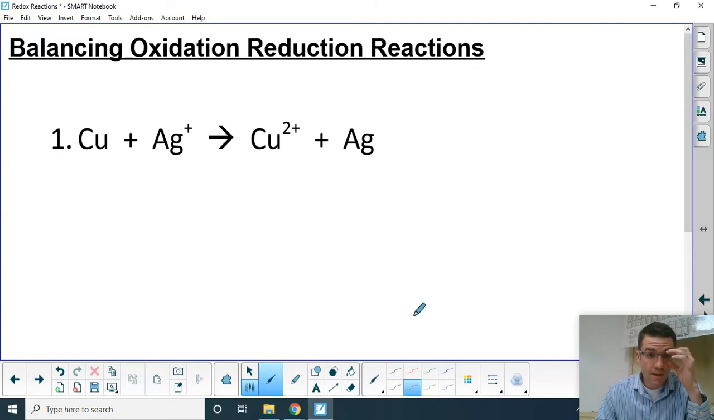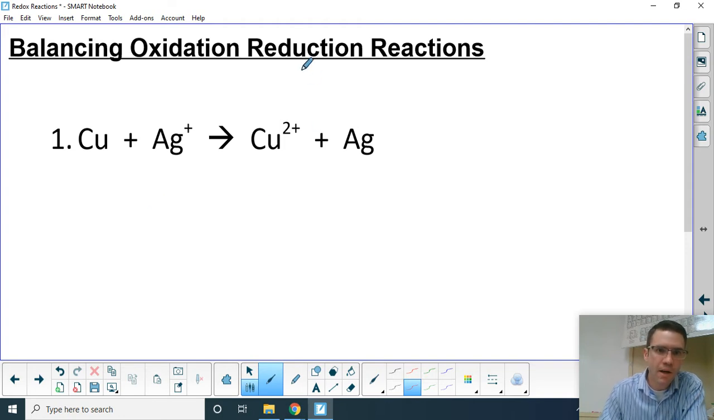Okay, AP, here's your walkthrough for how you balance oxidation reduction reactions. And I'm going to show you some simple reactions first. This is on your handout. And these reactions you can actually balance without doing the method that I'm going to show you. But I'm going to show you the method because we're going to use it for more complex ones.